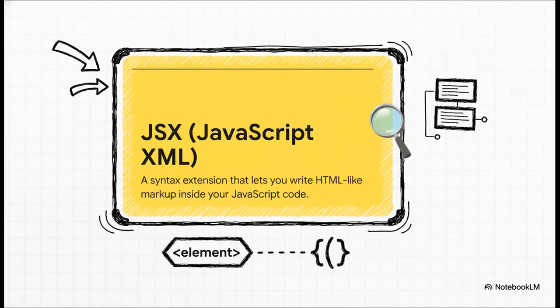So that HTML-looking stuff inside JavaScript that has a name, it's called JSX. Think of it as JavaScript with superpowers. It's a special syntax that lets you describe what your UI should look like, declaratively, right there in the same file as the logic that powers it. This is a game changer because it keeps everything for a single piece of your UI all in one neat package, super easy to find and maintain.